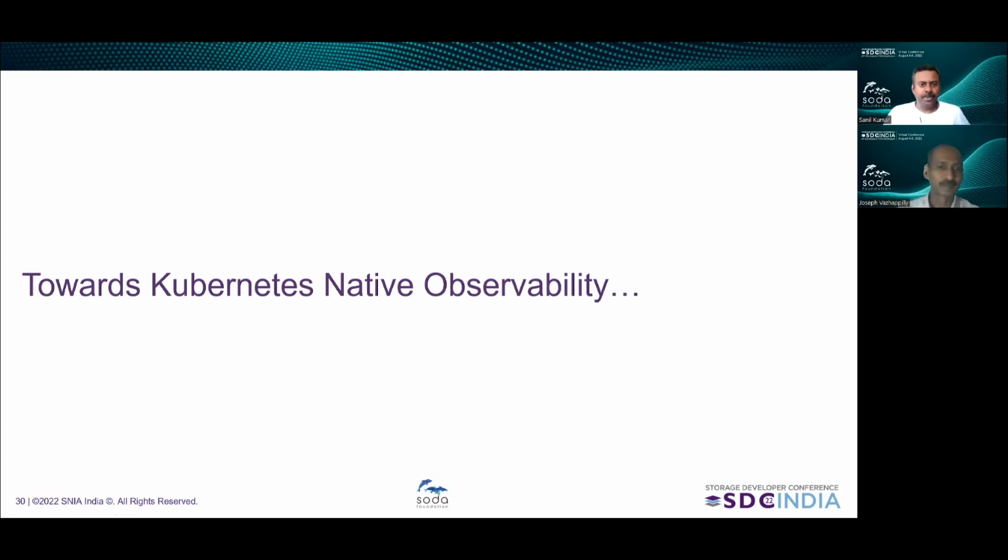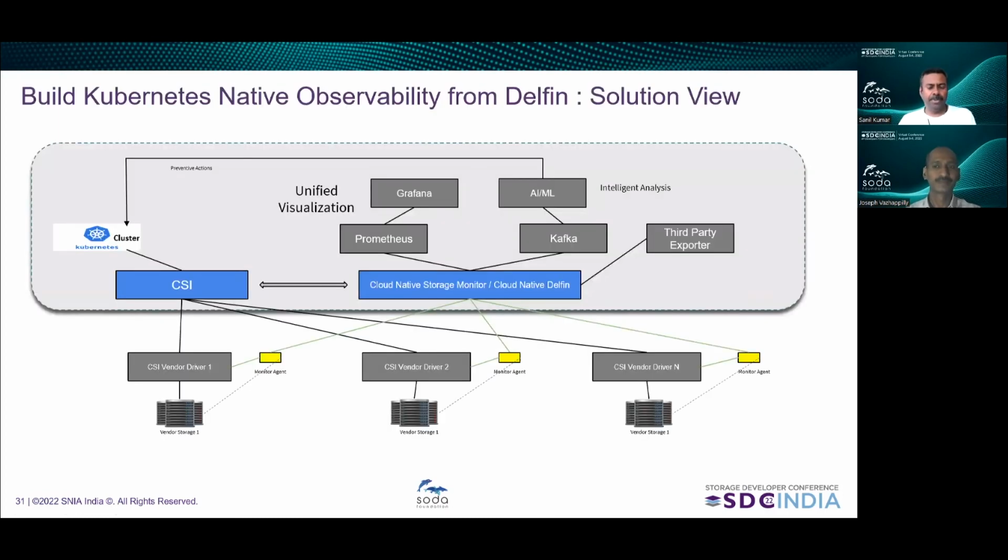Okay. So Joseph was explaining the Delphin features and what we have tried in Kubernetes. From that motivation, we thought that we should start thinking about more Kubernetes native observability. This is some kind of a thought process right now: what we have in the solution, and what could be a good starting point towards that solution.